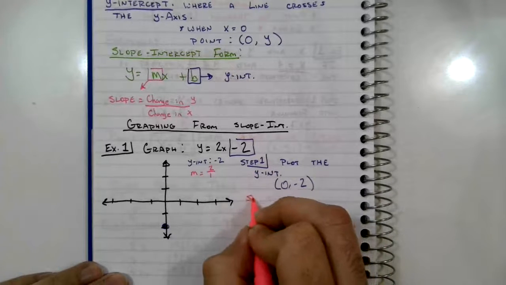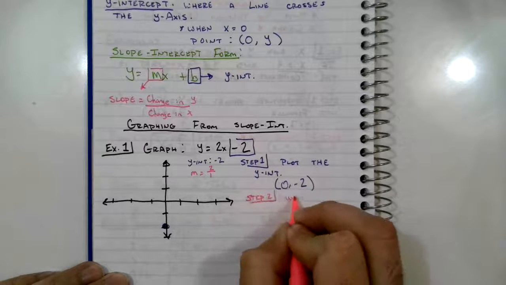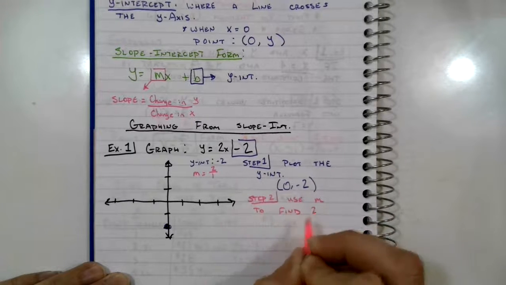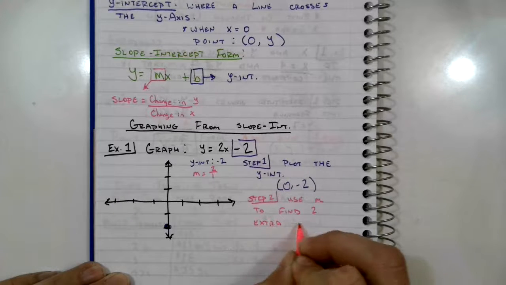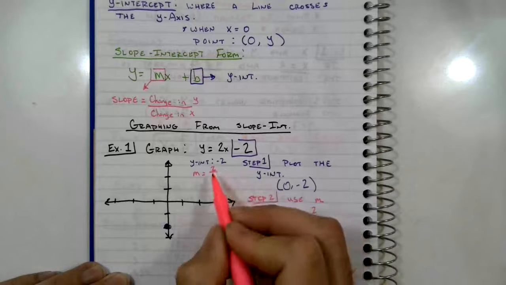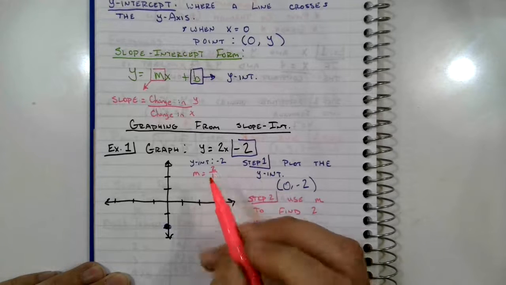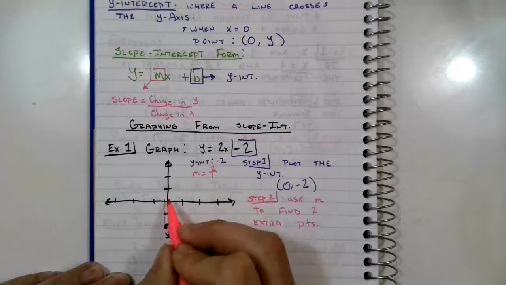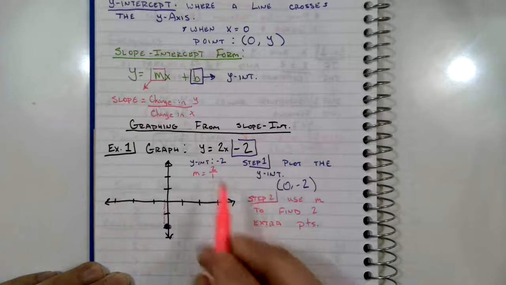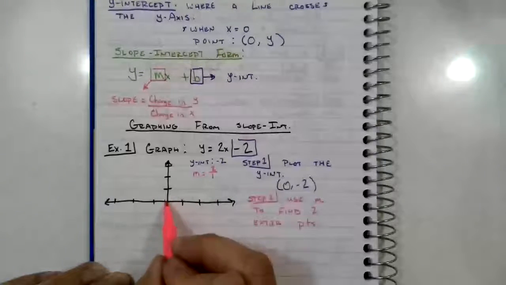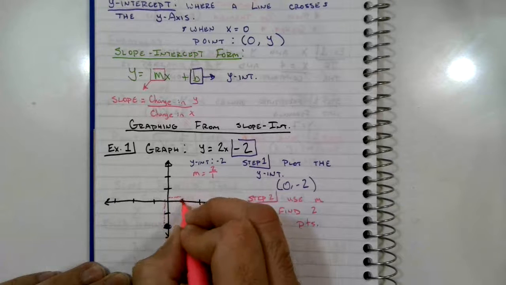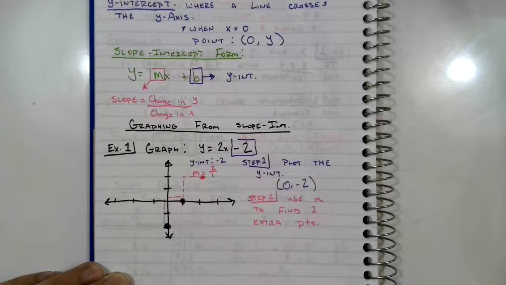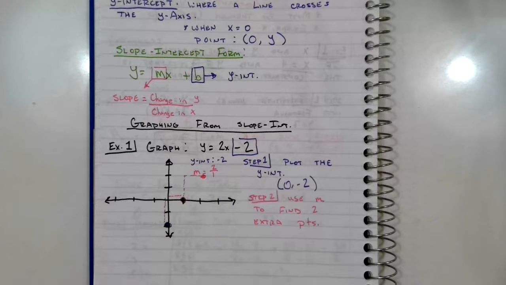So my next step, we're going to use slope to find 2 extra points. My slope, rise over run, 2 over 1. It's positive 2, means go up 2. So I go up 1, 2, and then run, meaning my x is 1. Positive 1 means I go right 1. So up 2, right 1. Here's a point. Same thing. Up 1, 2, right 1. And now we have our line.